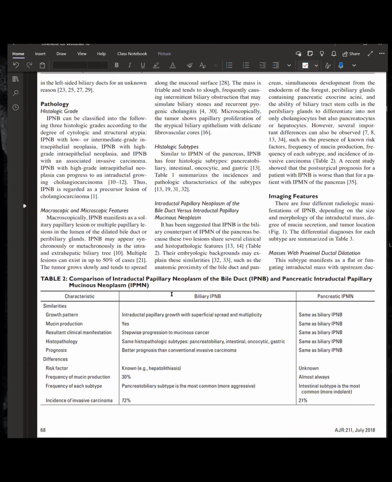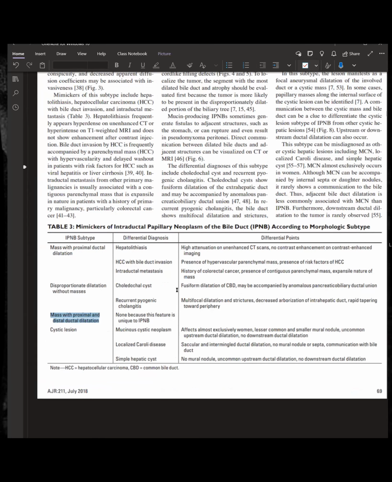The other interesting thing on imaging is that there are different types of presentations of IPNB. You can have a lesion with upstream and downstream buildup, and we didn't see a lesion here. Well, we have a cystic lesion. So this is unique to IPNB. If you have this imaging finding, there's a very narrow, maybe non-existent differential diagnosis.